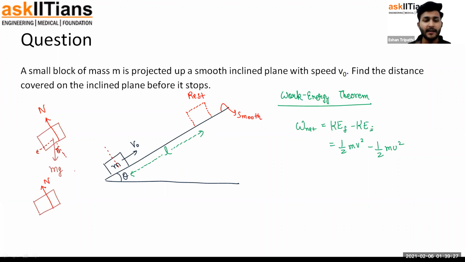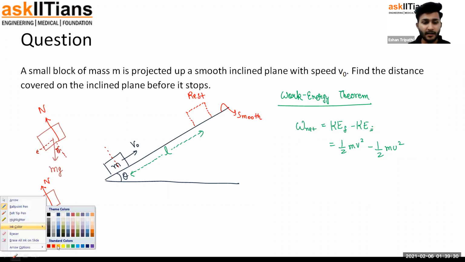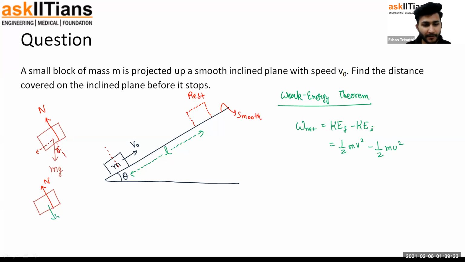So normal reaction is still acting like this, but when mg's components are taken, one component will be mg cos theta in this direction, another component would be mg sin theta in this direction, using trigonometry. So look at this, mg cos theta like this, mg sin theta like this, normal reaction like this. And the body is getting displaced in the upward direction by distance L. So now I have broken this into three forces: normal reaction, mg cos theta, and mg sin theta. Now, which of them will be doing work over this displacement L?